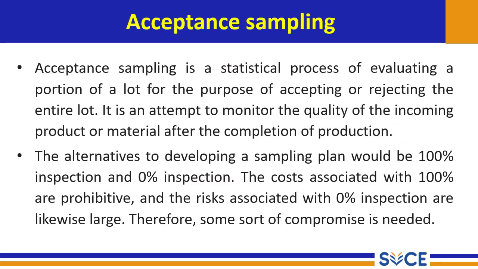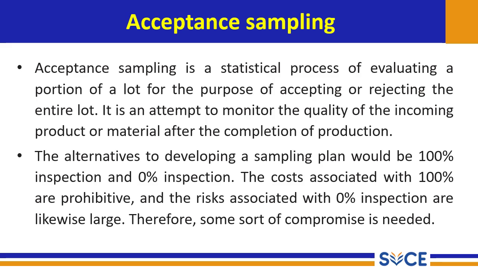Okay. So acceptance sampling is a statistical process of evaluating a portion of the lot for the purpose of accepting or rejecting the entire lot. It is an attempt to monitor the quality of incoming product material after the completion of production. The alternatives to developing a sampling plan would be 100% inspection and 0% inspection. The costs associated with 100% are prohibitive. The risks associated with 0% inspection are likely large. Therefore, some sort of compromise is needed.